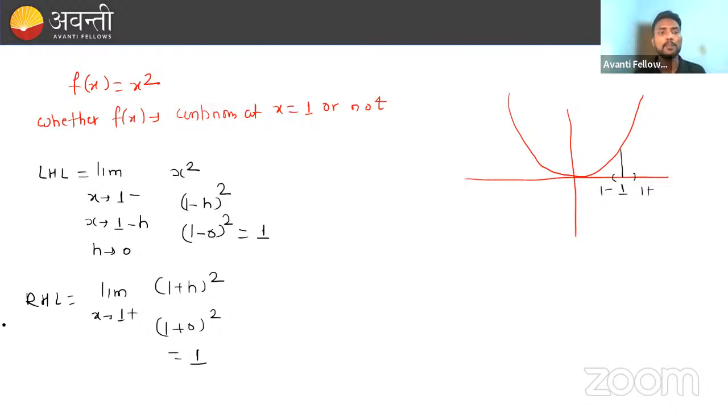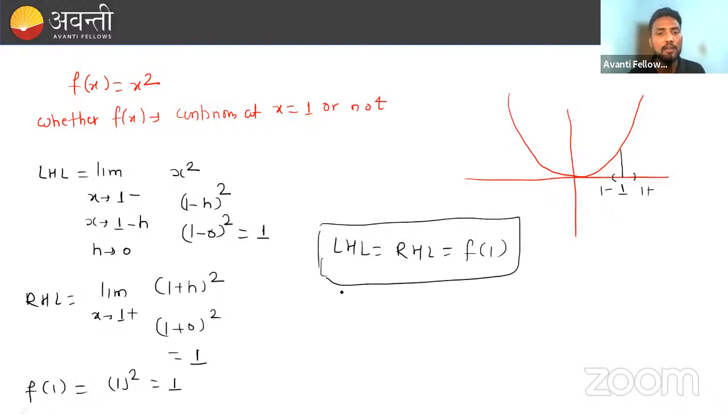So that is 1. So this is LHL, this is RHL, and at f of 1 we have to find the value. You know that f of x equals x square, so it will be 1 square. So it is 1. Now you can see that LHL equals RHL equals f of 1. So what can we get from here? We can say that the function is continuous at x equals 1. You can see by the graph also it is continuous around x equals 1. Okay, just wait a second.